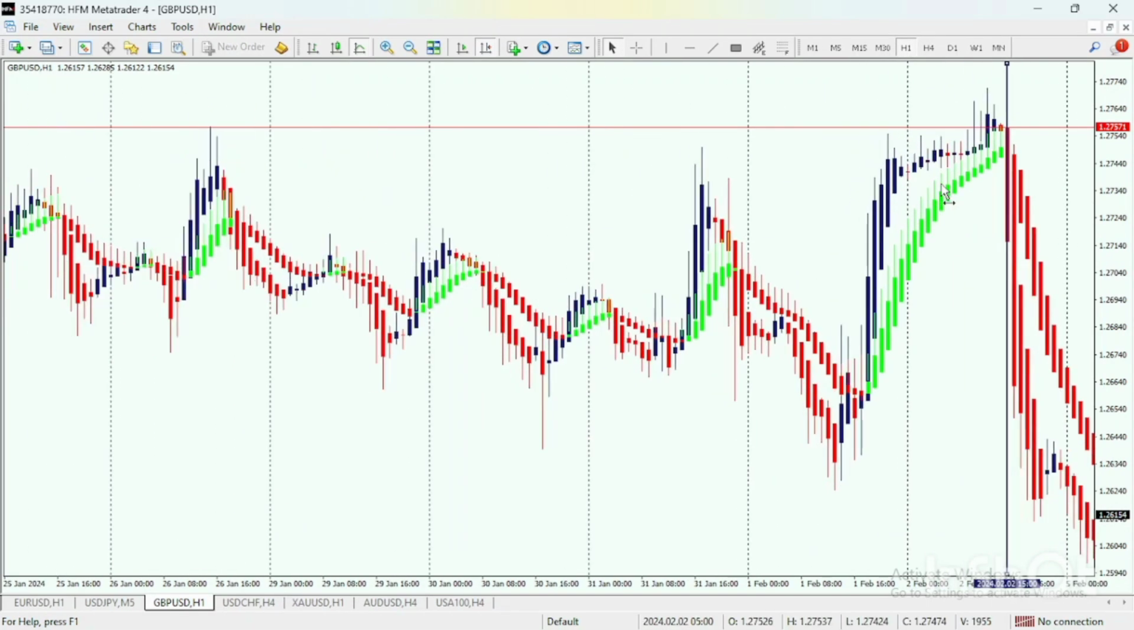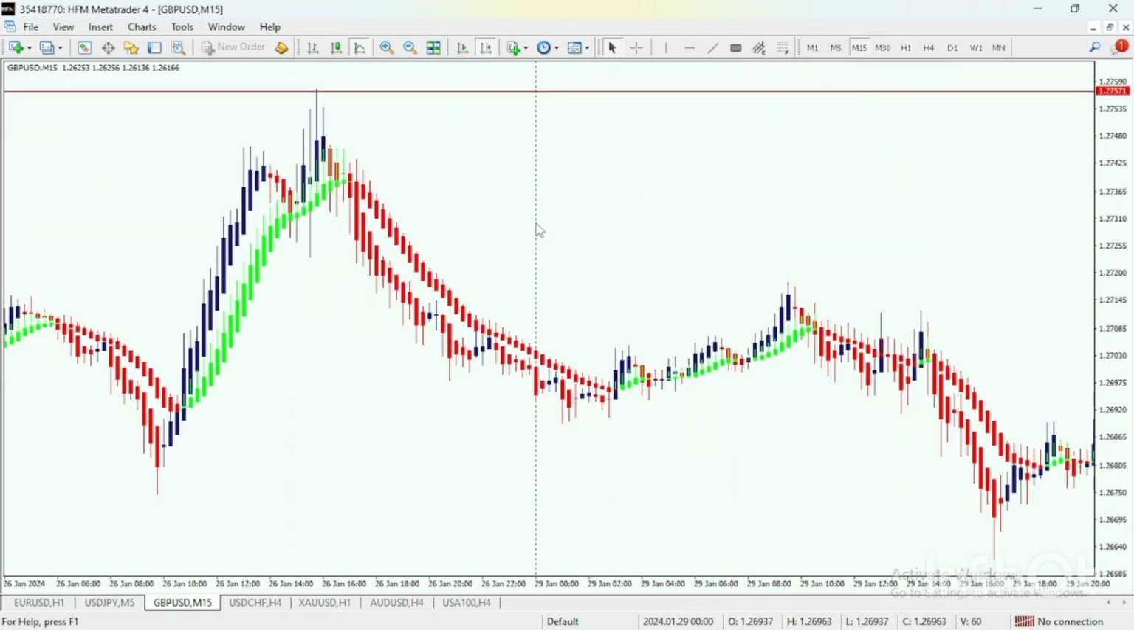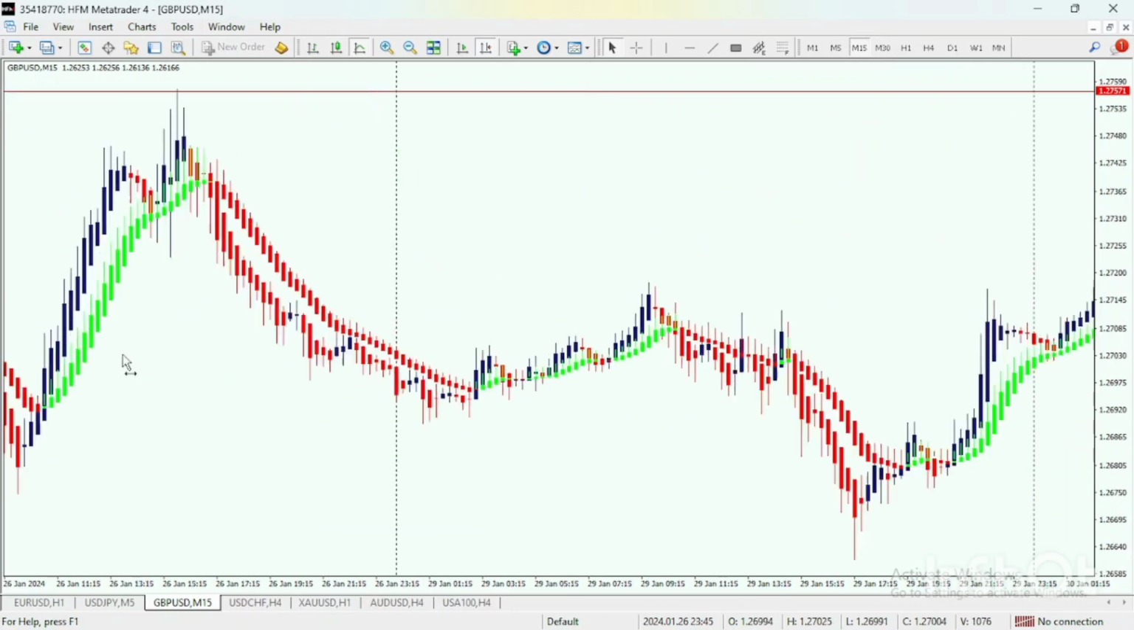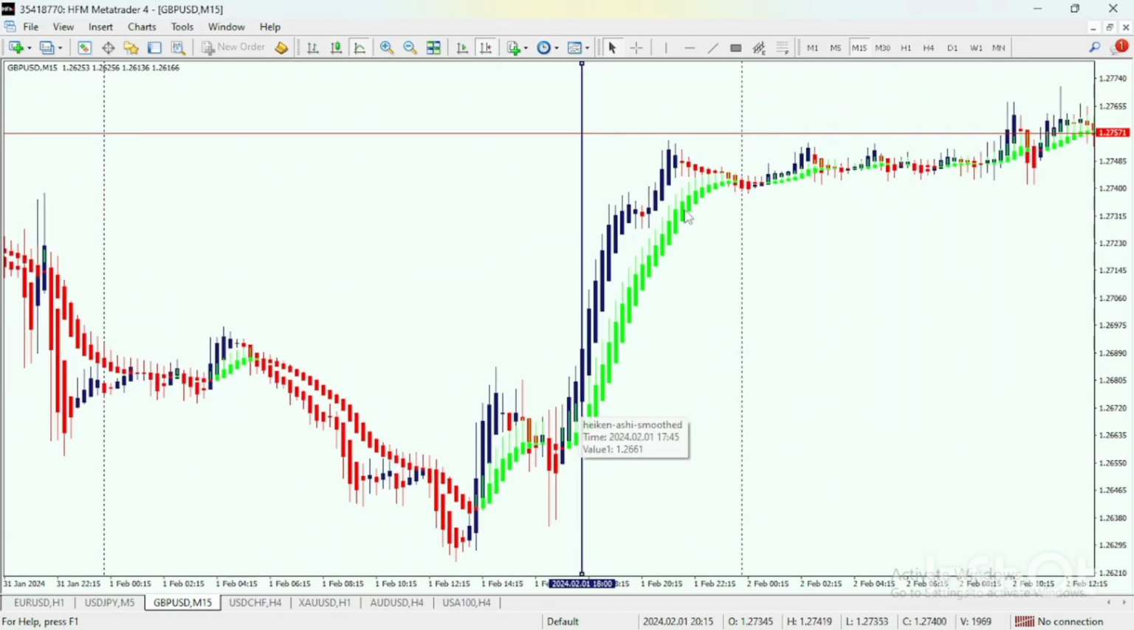Go to the 1 hour time frame. As you can see here, we have the green smoothed Heikin Ashi giving us a bullish move, and the Heikin Ashi is also giving us a bullish move. So we place our vertical line here. Then we go to either the 15 minutes or the 5 minutes. Most of the time, when I was using this strategy, I did it on the 5 minutes. But to get a clearer view, let's just do this on the 5. If you check the 15 minutes, you can see there's a 15 minutes.